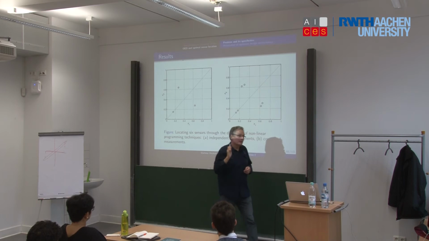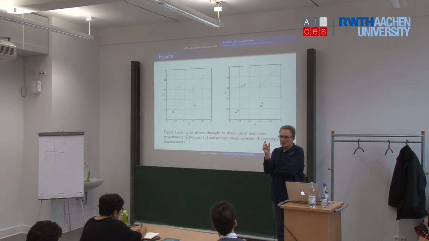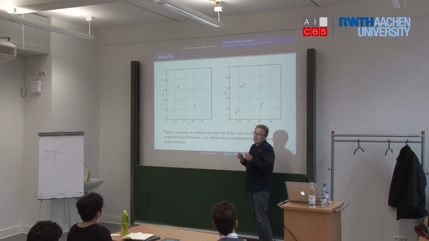Of course, I showed you that we can include correlations between measurements at different points, and if we use such correlations, so this is the same example, but using correlations, you can see that there are six different sensor positions. Of course, they are close to each other, but if the correlation is stronger, the distances will be larger.